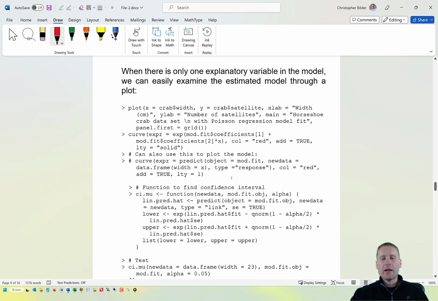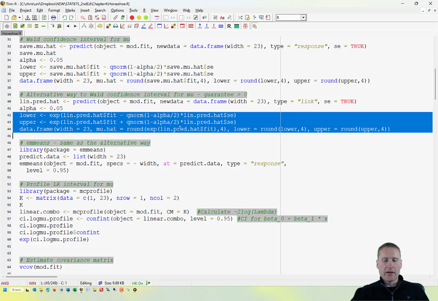Okay, so let's now look at some plots of our data and the corresponding model. And so what I'm going to do here is a scatter plot of my data first.